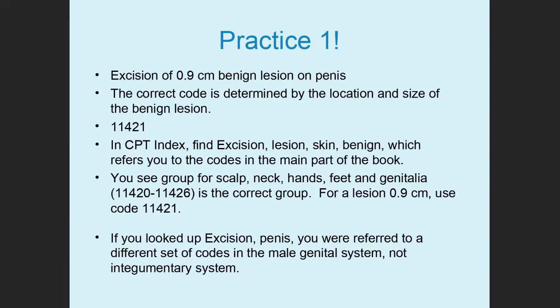The correct code is determined by the location and size of the lesion. So find excision, lesion, skin, benign, which refers you to the codes in the main part of the book. You see codes group for scalp, neck, hands, feet, genitalia is the correct group. And within that group, you want 0.9 centimeters, so it's 11421.